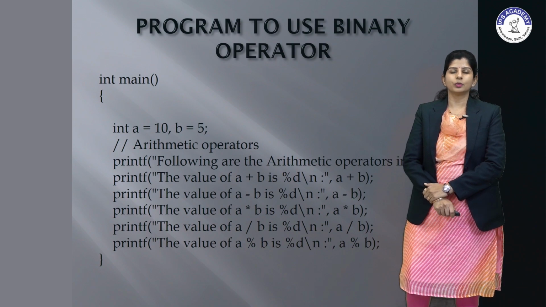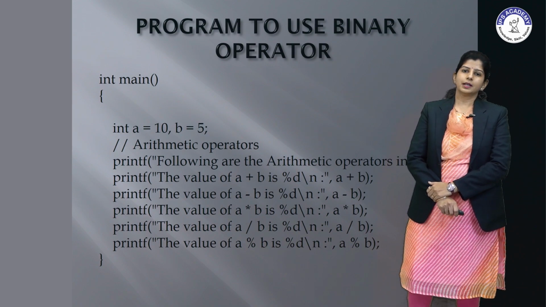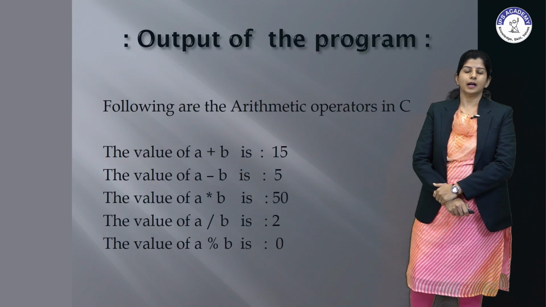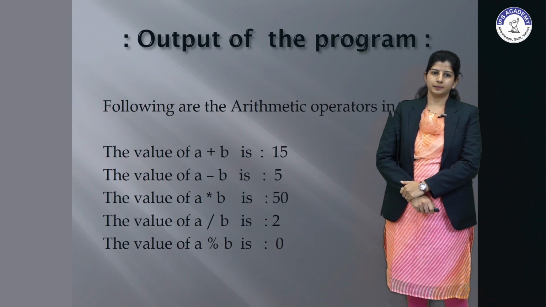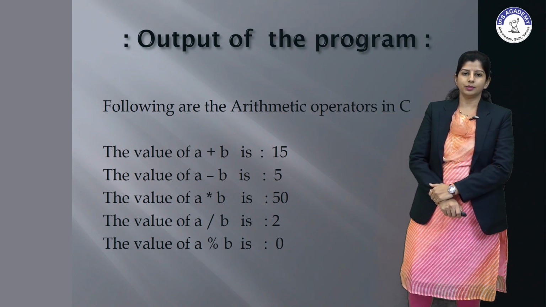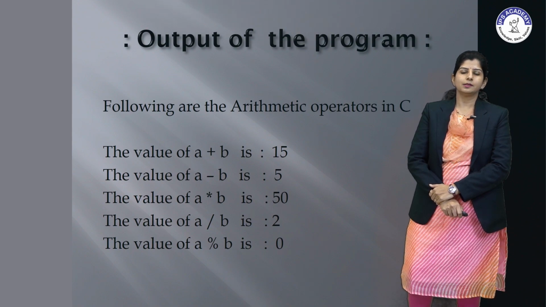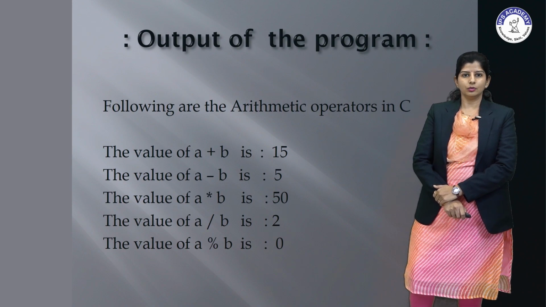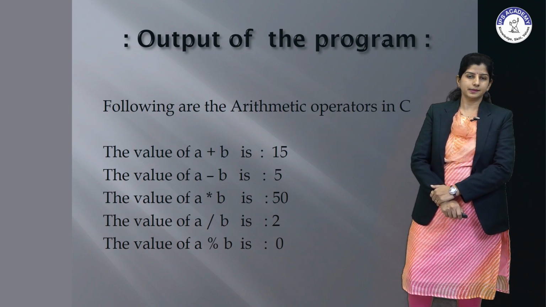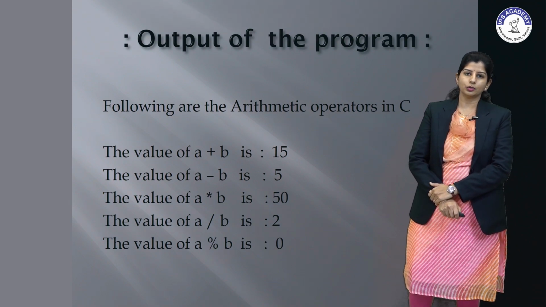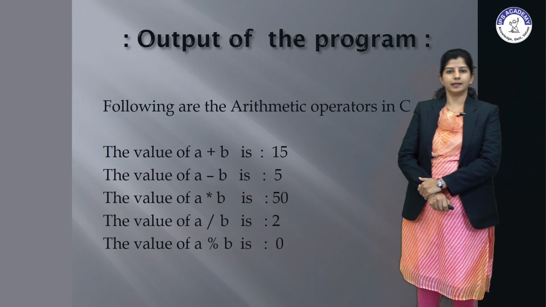Both are much different from each other. After getting this, we are seeing the output of the program. The output of the following program is the arithmetical operators. As we wrote in the printf statement, following are the arithmetical operators. My first value is the value of A plus B. My value of A is 10 and B is 5. So we are getting the addition of both operands, A plus B, that is 15.